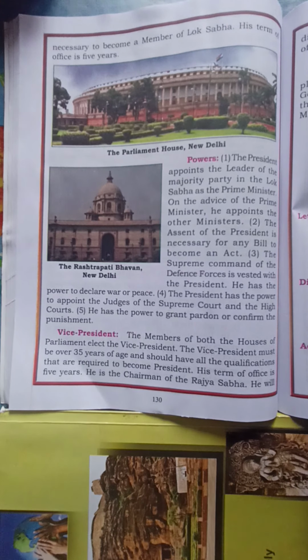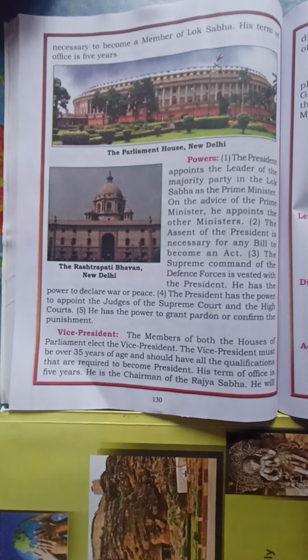The president. Fourth one, the president has the power to appoint the judges of the Supreme Court and the High Courts. So who has the power to appoint the judges of the Supreme Court and High Court? The president. Fifth one, he has the power to grant pardon or confirm the punishment. Who has the power here to pardon? The president has the power to grant pardon or confirm the punishment.